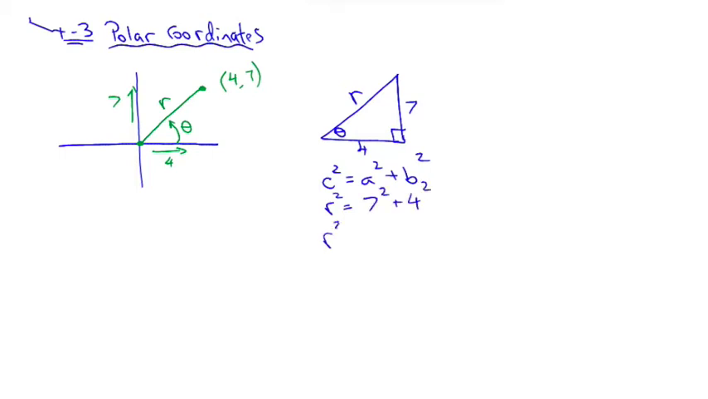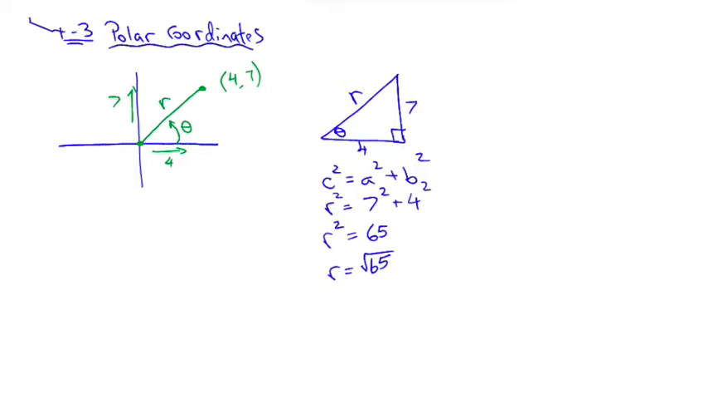So r squared is equal to 49 plus 16, which is 65. And therefore r is equal to the square root of 65, which is unbreakable. I think it's 5 times 13.